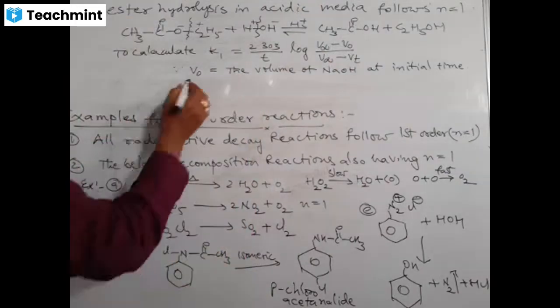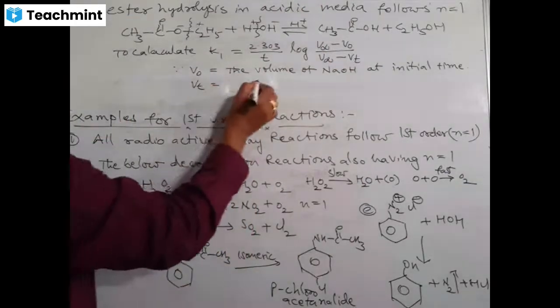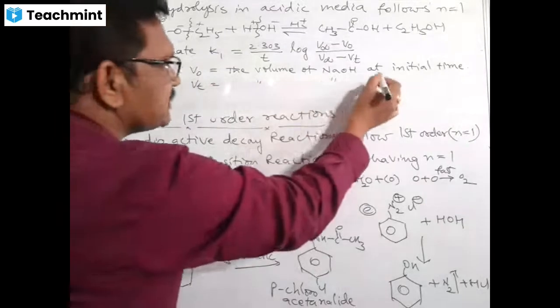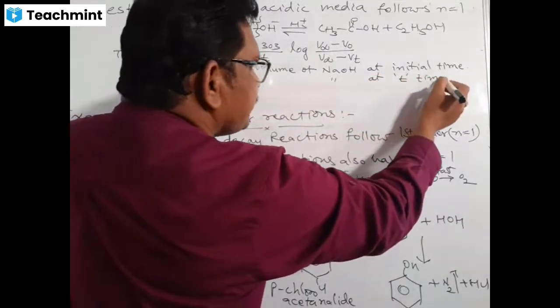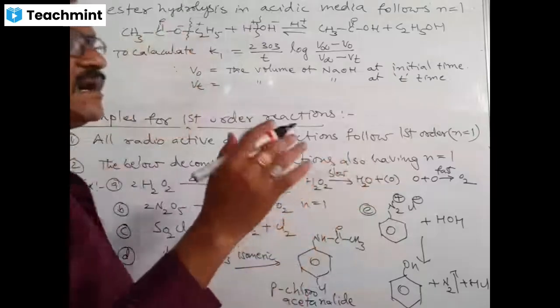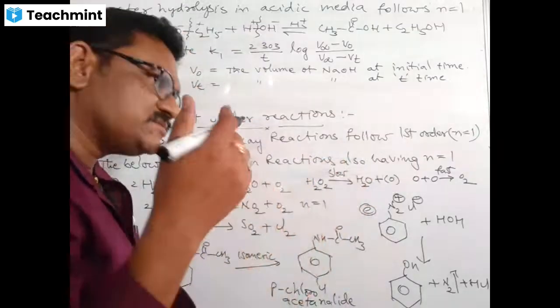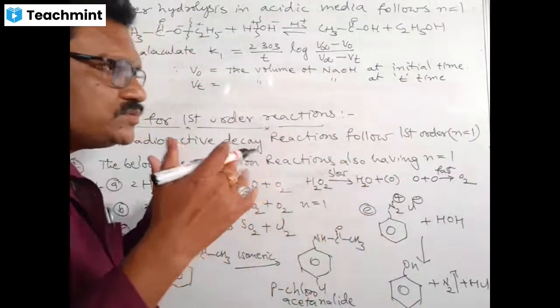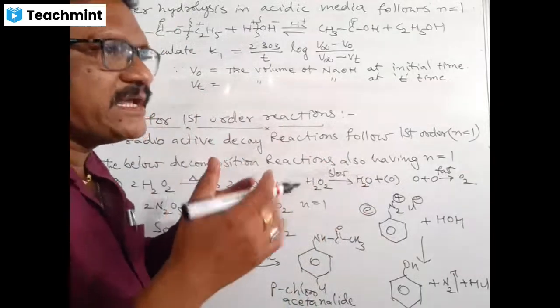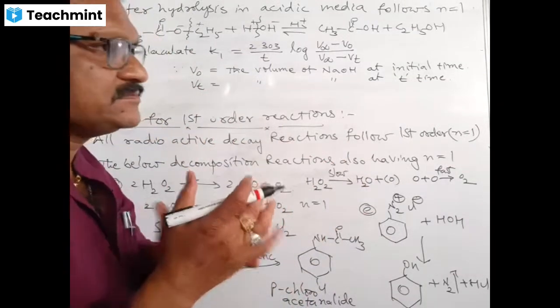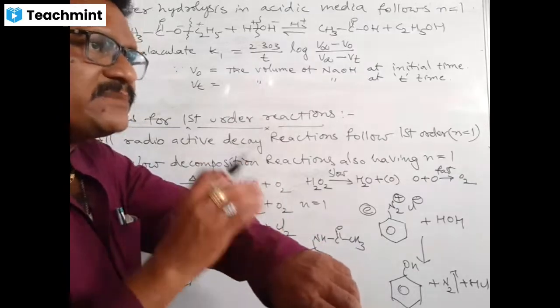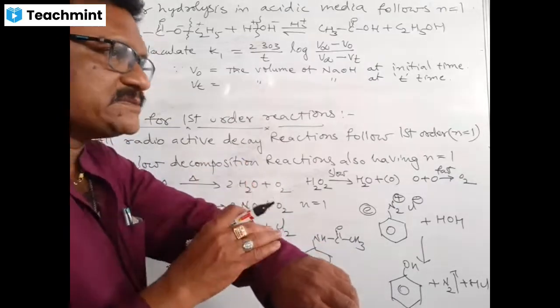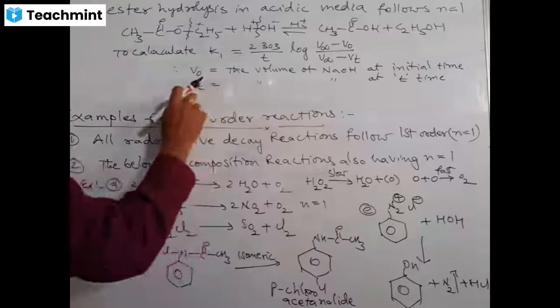Students remember this. So VT means the value of the same NaOH at T time. T time may be 5 minutes or 10 minutes or 15 minutes or 20 minutes. That means you can conduct the experiment at different intervals of time. You can pick up the reading at 5 minutes and you can pick up the reading at 10 minutes. So this is the VT value.